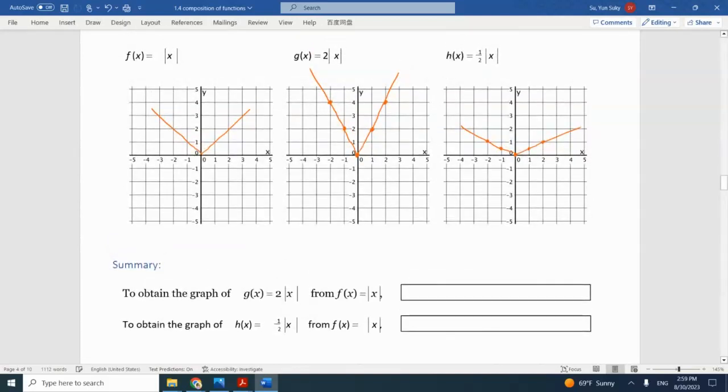Okay, alright, so to obtain 2 times absolute value of x, we stretch by a factor of 2. So please put down we stretch vertically by a factor of 2.